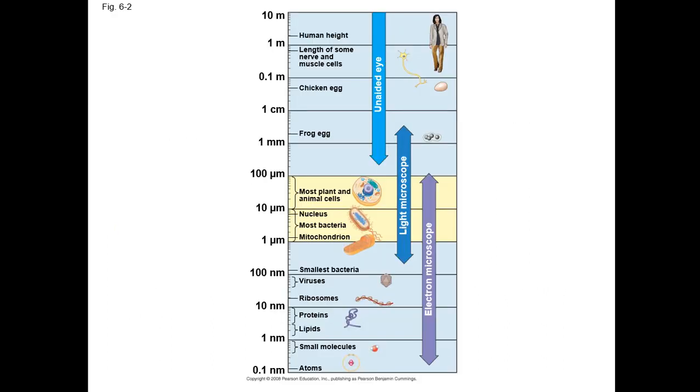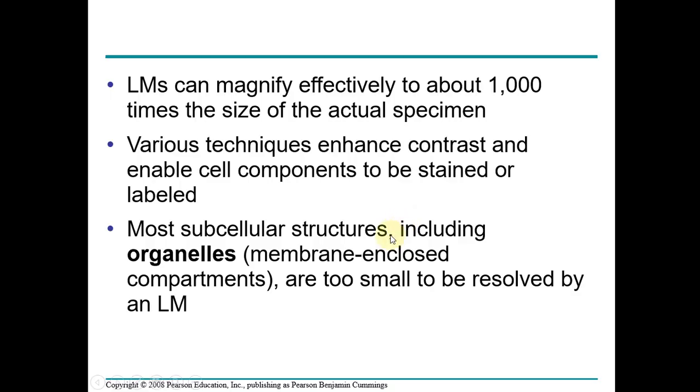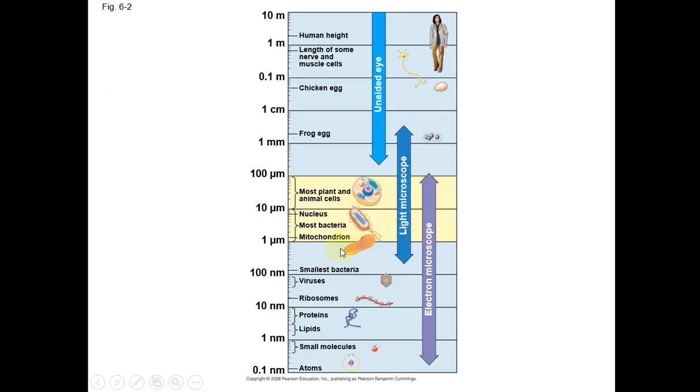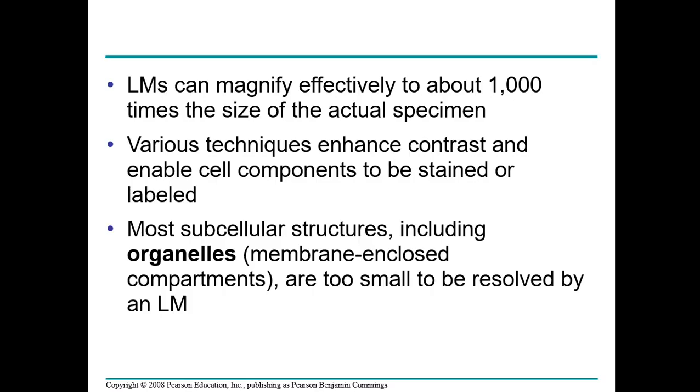Kasi if you're going to look at this one, okay, so tignan nyo yung light microscope. That can just see down to mitochondrion, di ba? Hanggang mitochondrion lang yung nakikita niya. Beyond that, yung mga mas maliliit pa sa mitochondrion, hindi na kayang gamitan ng light microscope. Gumagamit na tayo ng electron microscope, di ba? So, yung ribosome, proteins, hindi na yan kayang tignan ng light microscope, but then we use the electron microscope.